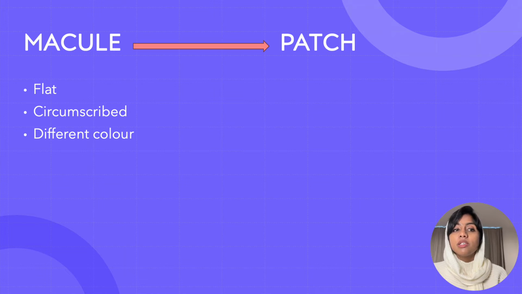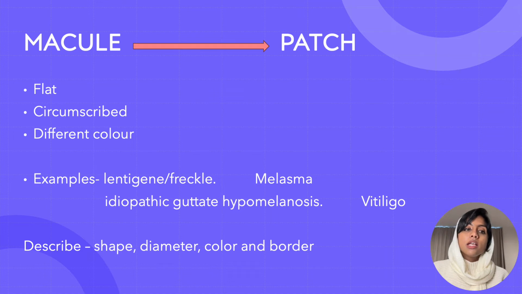You call it a macule when the size is less than or equal to 1 centimeter, and you call it a patch when it's more than 1 centimeter. So the examples that have been given in the previous image are lentigo, freckle, melasma, idiopathic guttate hypomelanosis, and vitiligo. Which is something that you can go back and try to figure out yourself. It can be considered as homework.